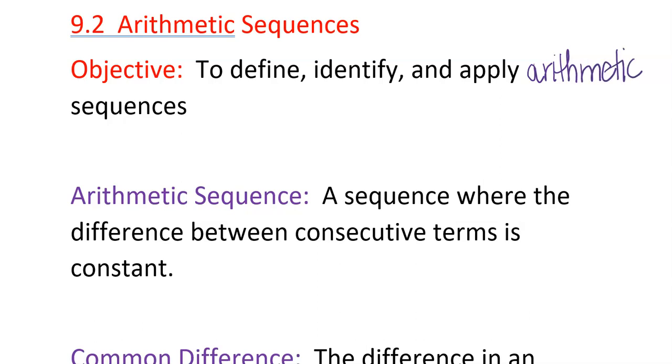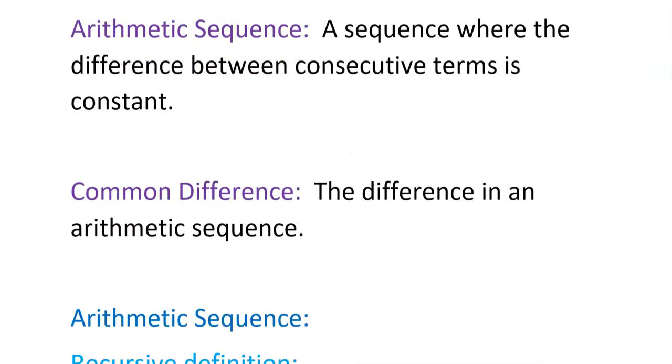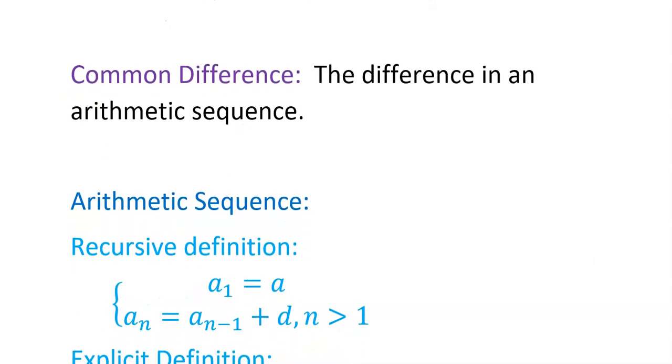An arithmetic sequence is a sequence where the difference between consecutive terms is the same. So the difference between the first and the second is the same as the second to the third, is the same as the third to the fourth. When you're doing those common differences, they do have to be in order. The common difference is that difference in an arithmetic sequence.